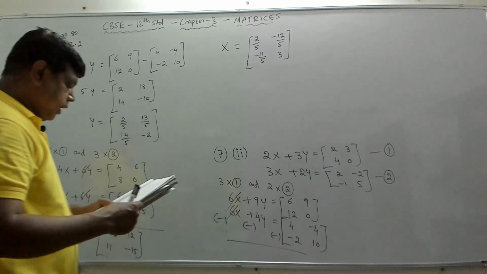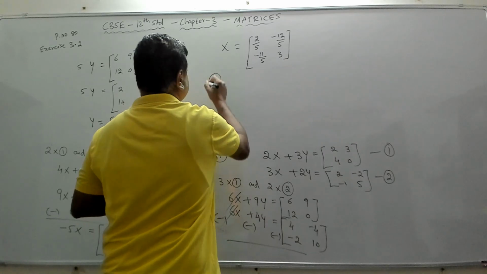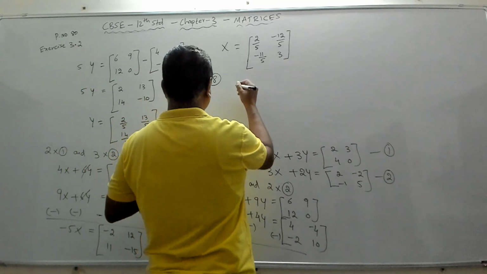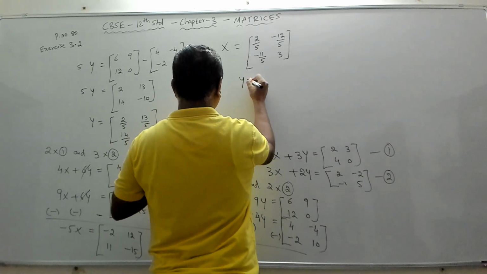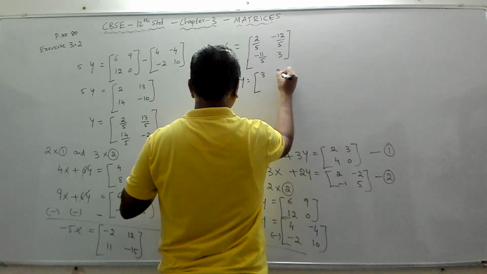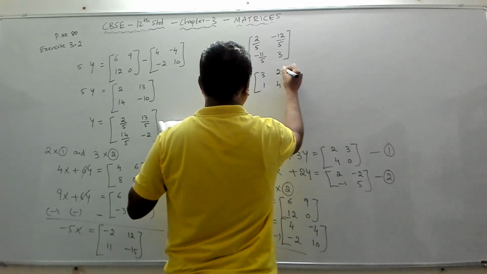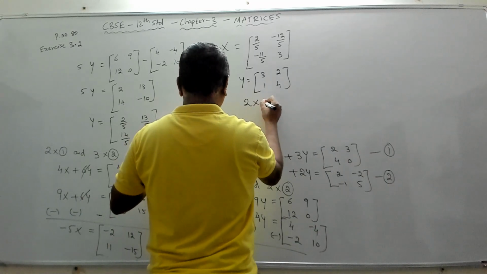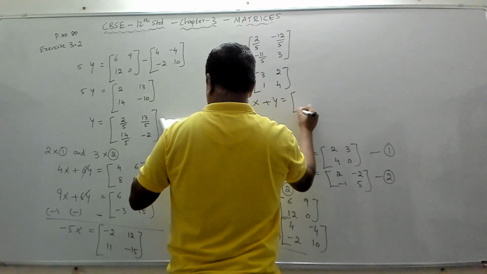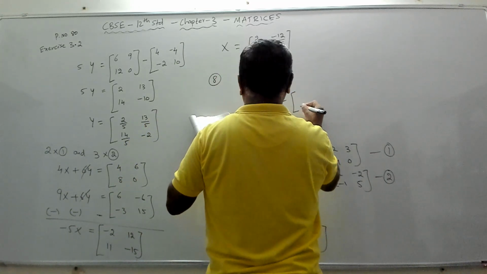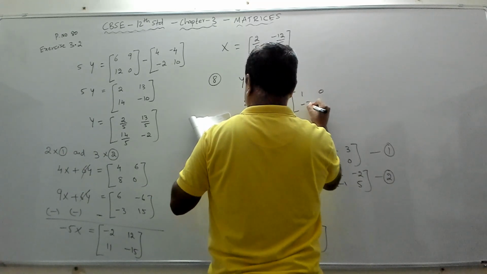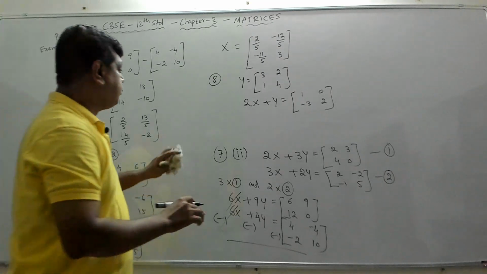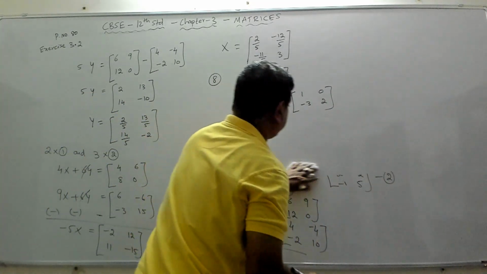Now next we go to the 8th problem. So the 8th problem is find X where Y is given. So Y matrix is 3, 2, 1 and 4, and it is given that 2x plus y equal to 1, 0, minus 3, 2. Now we should find the value of x. What is our x matrix?